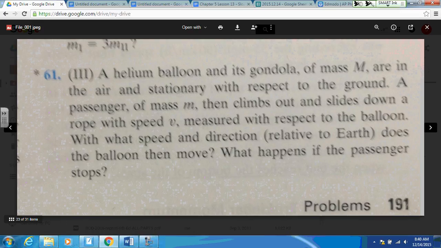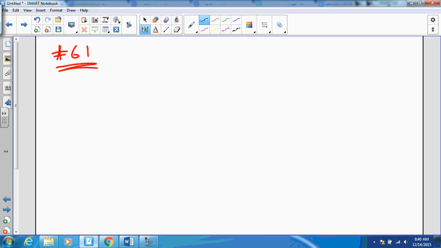So, anyway, a helium balloon, blah, blah, blah. What are we going to do with this thing? Good. Let's start by drawing a diagram. See, it's just us and our wits against the problem. So, here's our helium balloon plus gondola, and it has mass m.